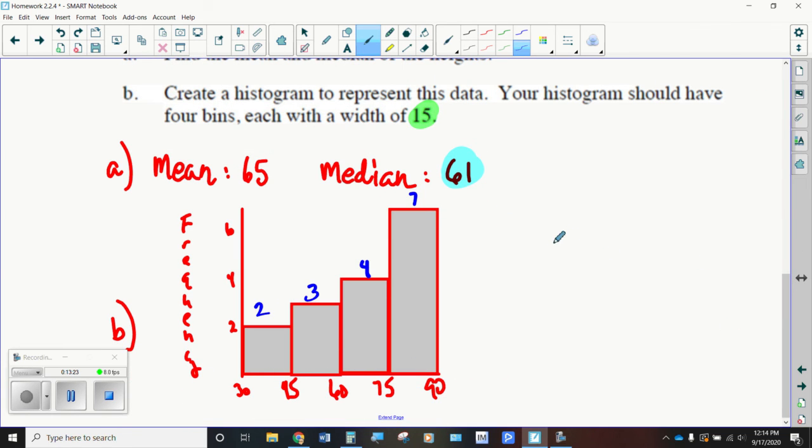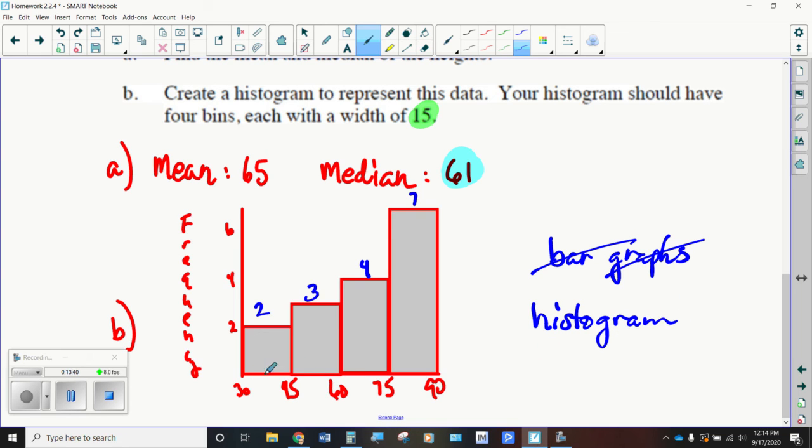Remember, histograms are different from bar graphs because bar graphs have the bars separated because you've got categorical data on the bottom. This is numerical data, so we don't want to use a bar graph for this. We're going to use a histogram that references a number line on the x-axis. And so there shouldn't be any gaps in there. Every number is accounted for in one of those bars, and in one of those bins.